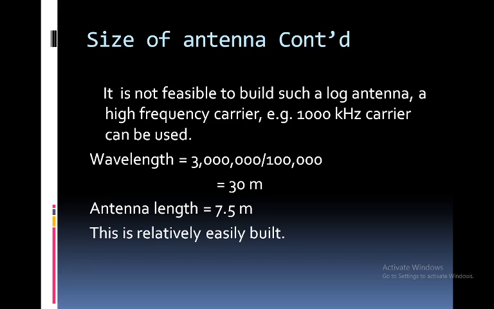So without modulating a signal, an antenna will not be feasible to build. So that is one thing. And we know that we have transmitting and receiving antennas. We'll discuss that in more detail later. But in this case, we are limiting ourselves to the transmitting antenna.